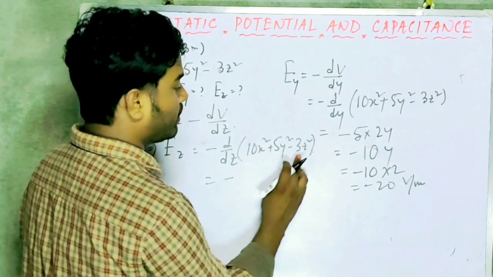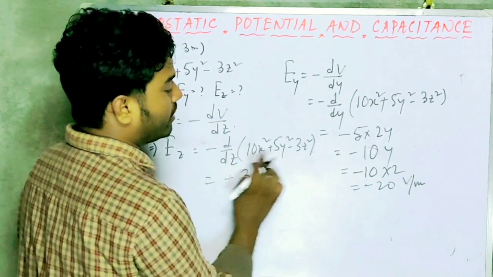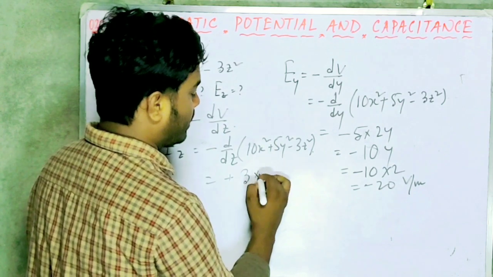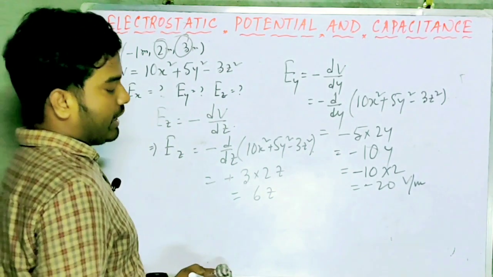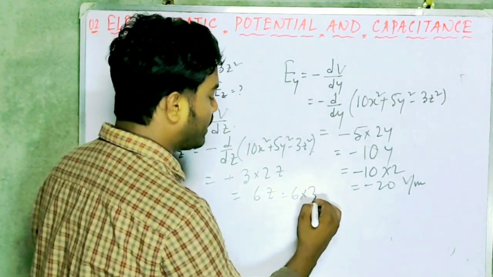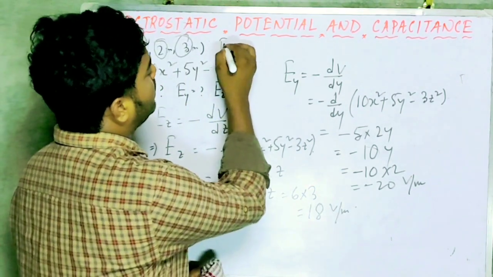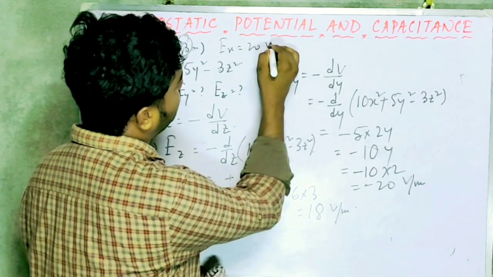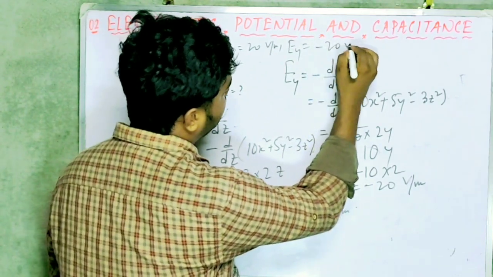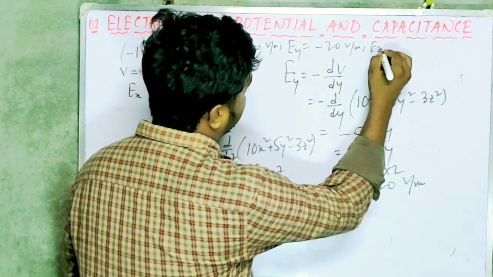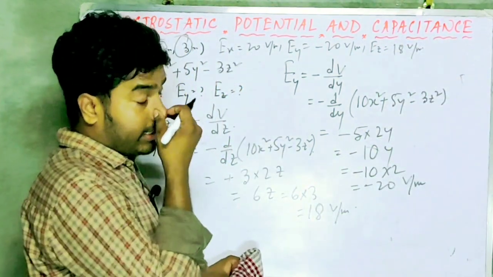So minus, there is a minus 3, so minus minus plus 3 d/dz of z square, that is 2z, so that is 6z. According to the question, the value of z is 3, so 6 into 3, the expression will be 18 volt per meter. So the final form: Ex is 20 volt per meter, Ey is minus 20 volt per meter, and Ez is 18 volt per meter. Clear? Let's take another example.